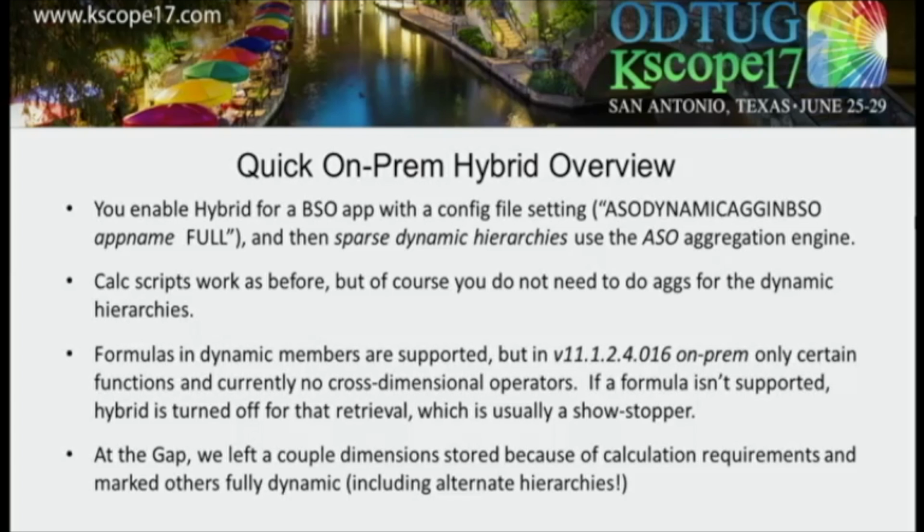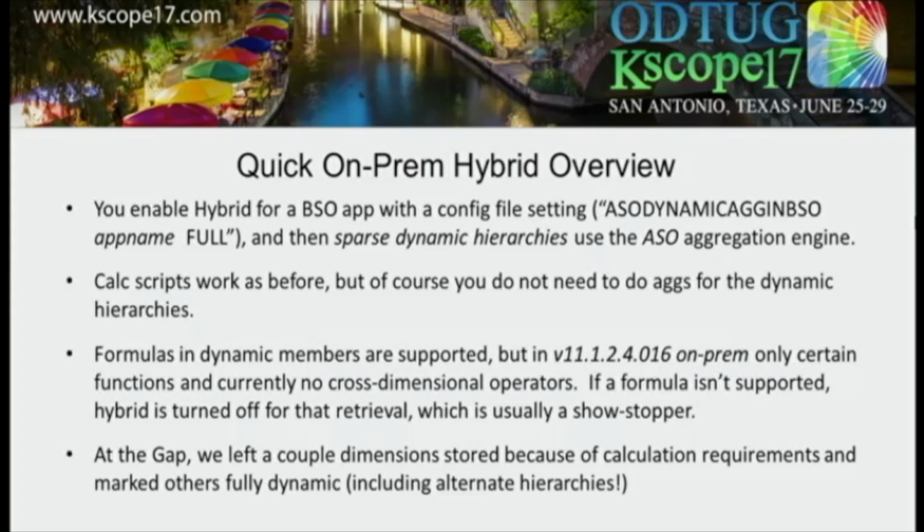Is everybody aware that Calc scripts, at least on on-prem 11.1.2.4, they work exactly like they did before? There's no change. Any functions, anything you want to do in a Calc script, you can still do in a Calc script. There's no change. Dynamic members, however, on the on-prem, only certain functions are supported. We can get around that, but no cross-dims.